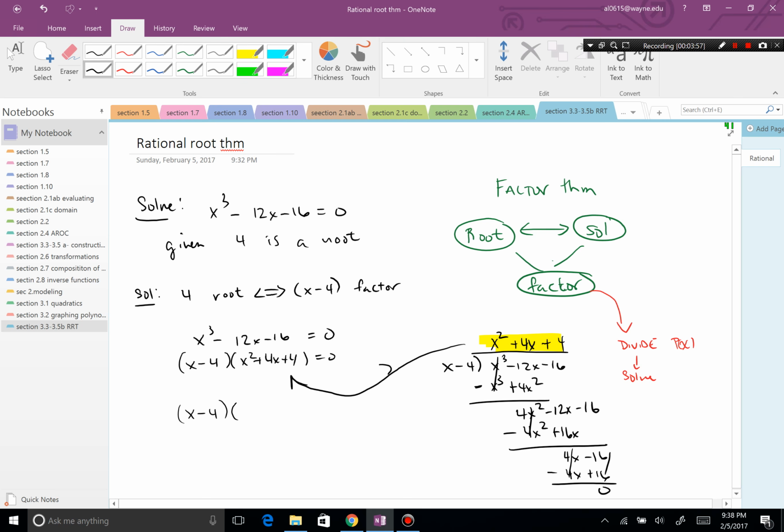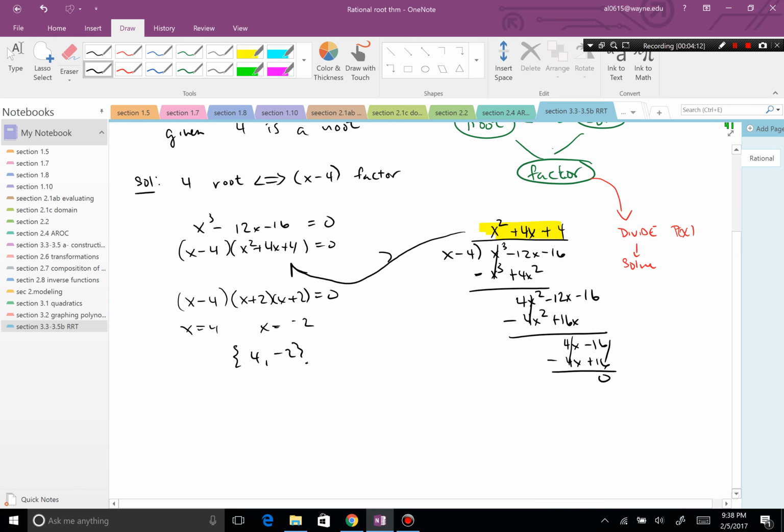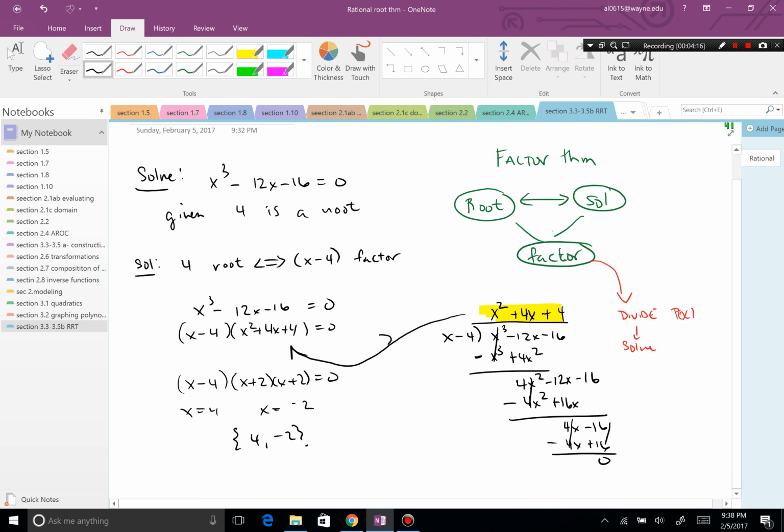All right. So this gives me x plus 2, x plus 2. Look, it's a multiplicity of 2, duplicate roots. So x equals 4 and x equals negative 2 are our solutions. Isn't that pretty simple, right? But notice what was the catalyst behind this entire problem was the fact that we knew this, right? We knew that given that 4 is a root.